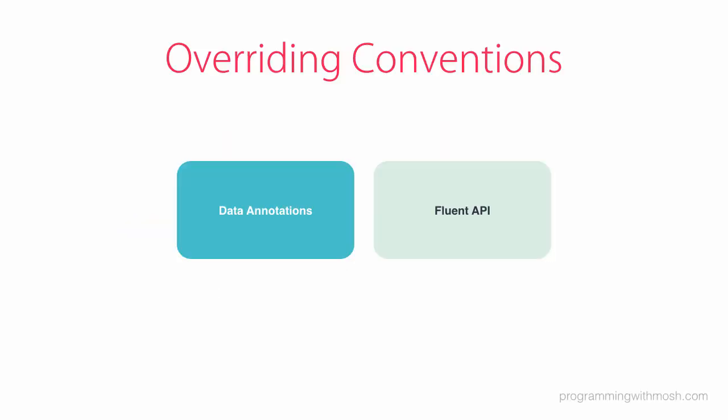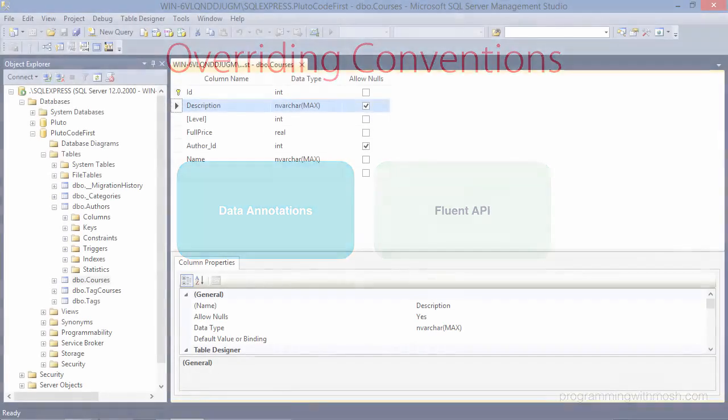So in this lecture, I'm going to introduce you to two ways to overwrite these conventions: data annotations and Fluent API. Now, in this lecture, I'm not going to get deep into data annotations or Fluent API. This is just a brief overview, so you get a feel for how they work. Then, over the next two lectures, I will cover data annotations and Fluent API in more detail. So, for the purpose of this lecture, let's take a look at the courses table in the database.